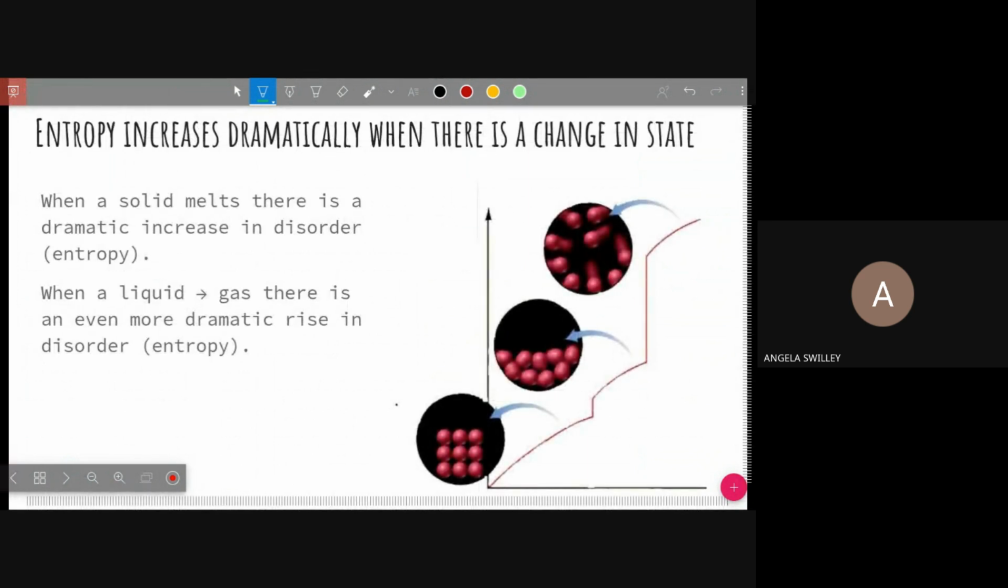Entropy increases dramatically when there is a change in state. When a solid melts, there is a dramatic increase in disorder. And that is how we can describe entropy, with what happens in regards to disorder. When a liquid changes to a gas, there's an even more dramatic rise in disorder. So both of these would be positive delta S's.